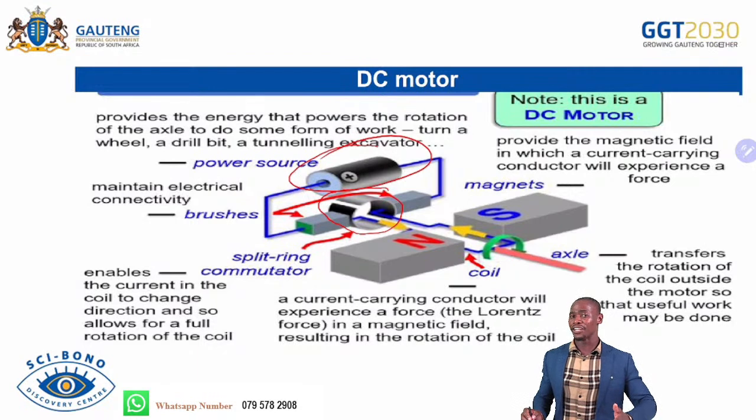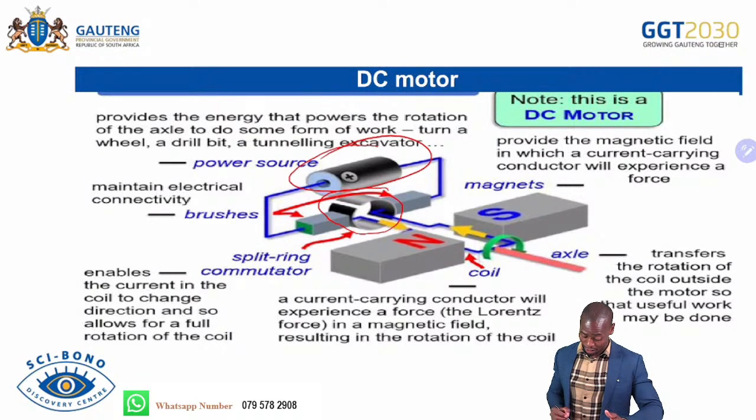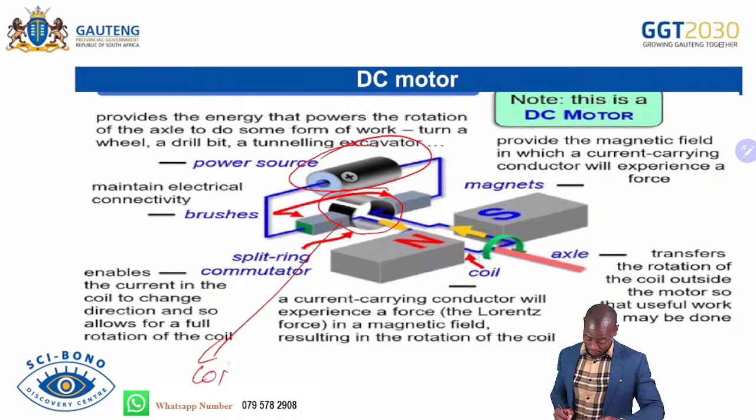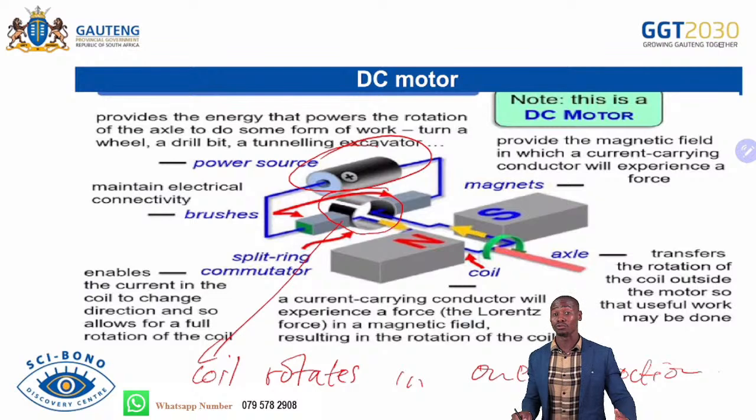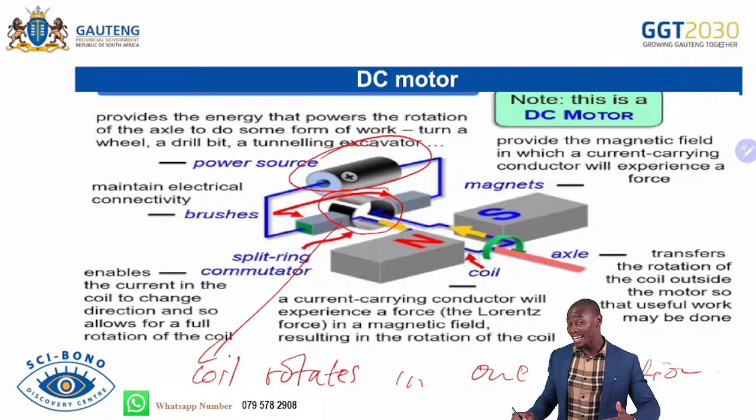Remember, the split ring commutator when it comes to a generator is to ensure that the current flows in one direction. Here, what is the function of a split ring commutator? It is to ensure that the coil rotates in one direction. That is the function of a split ring commutator when it comes to a motor. So here, learners, there's a source of power, right?